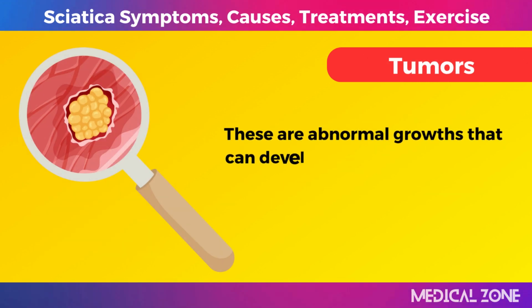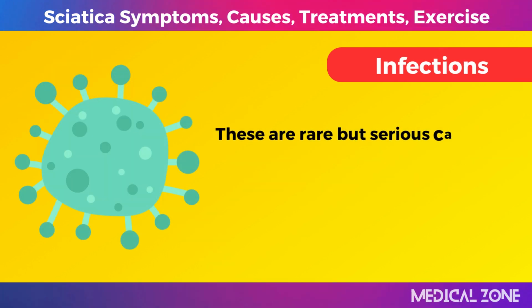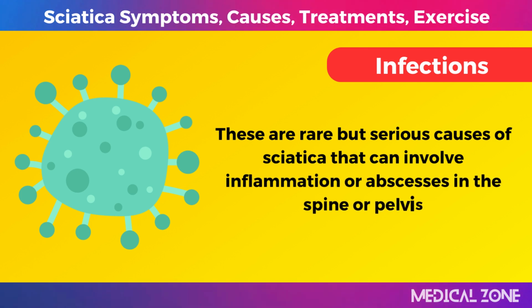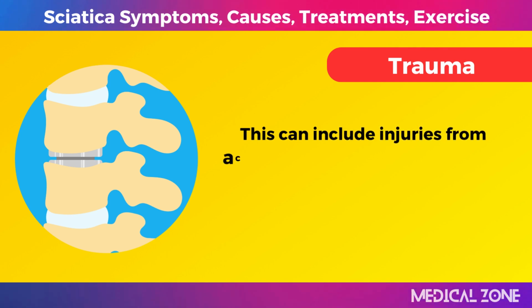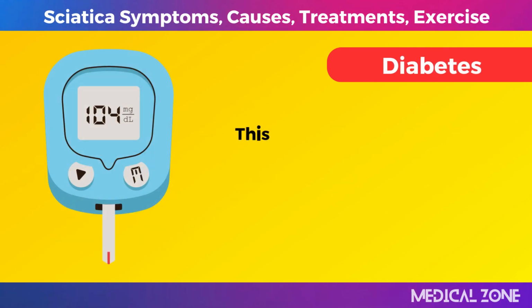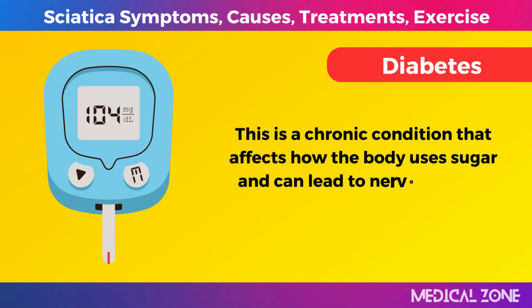Tumors. These are abnormal growths that can develop inside or outside the spine and press on the nerve. Infections. These are rare but serious causes of sciatica that can involve inflammation or abscesses in the spine or pelvis. Trauma. This can include injuries from accidents, falls, sports, or violence that damage the spine or nerve. Diabetes. This is a chronic condition that affects how the body uses sugar and can lead to nerve damage.